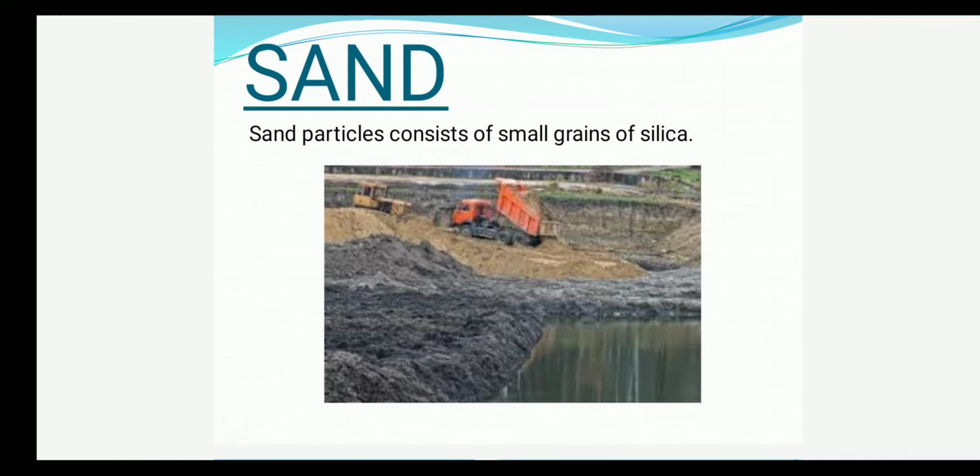Now let us learn the next material, which is also one of the important materials, known as sand. The sand particles consist of small grains of silica. That is, silica in the form of siliceous or calcareous nature is known as sand. As you know, sand is a naturally occurring material. It is obtained when the rock wears out due to weathering.